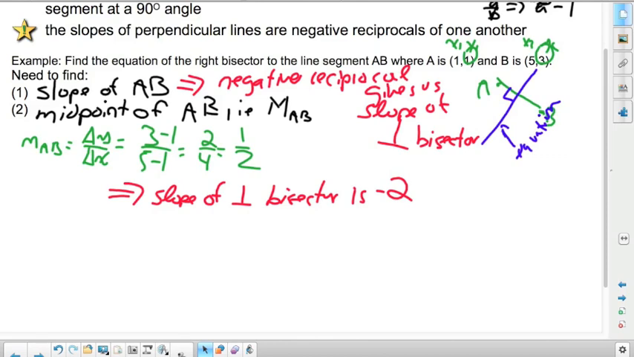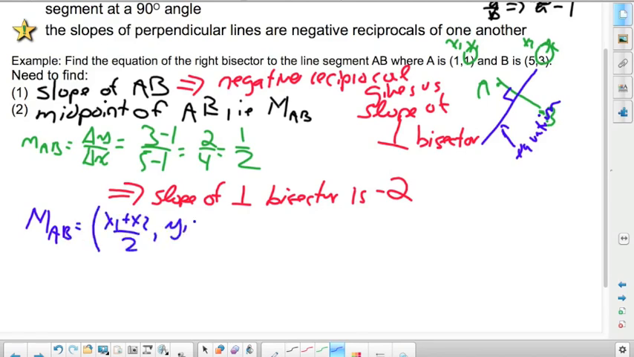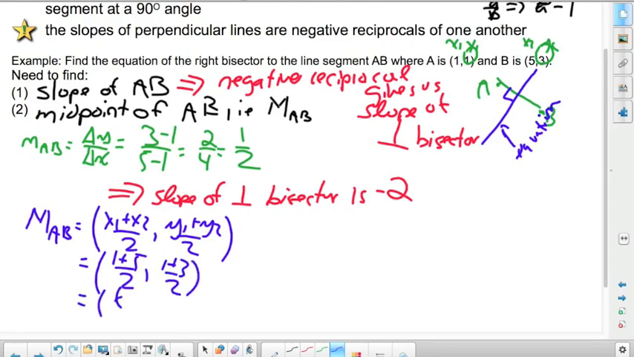Okay. So we want the midpoint of AB now. So midpoint is just x1 plus x2 over 2, y1 plus y2 over 2. So that gives me 1 plus 5 over 2 and 1 plus 3 over 2. That's 6 over 2 and 4 over 2, which is equal to 3 comma 2. Okay, so that's a midpoint.